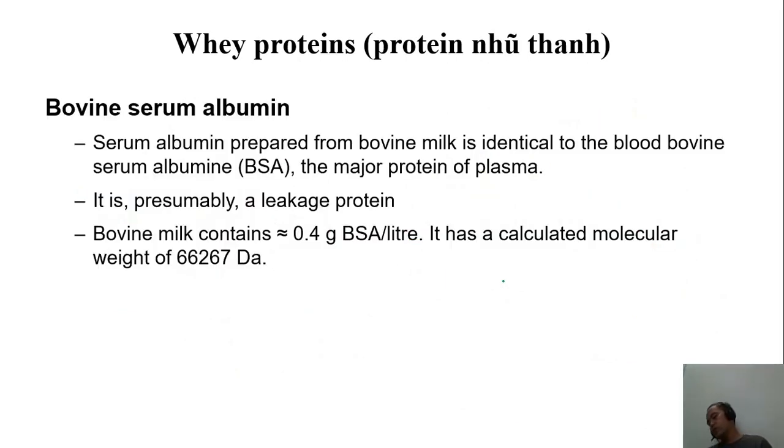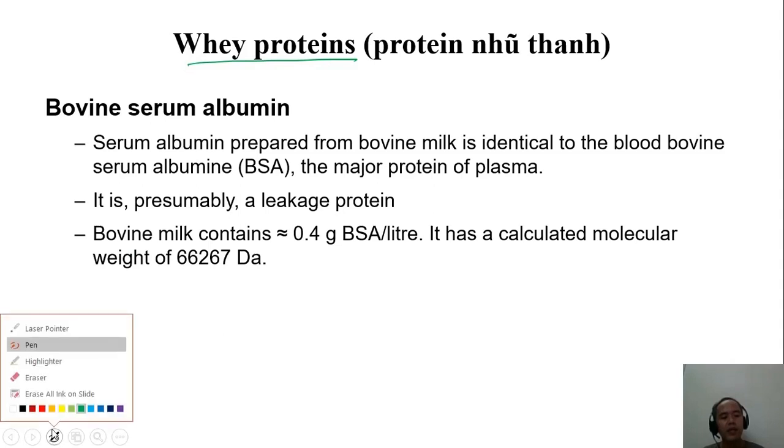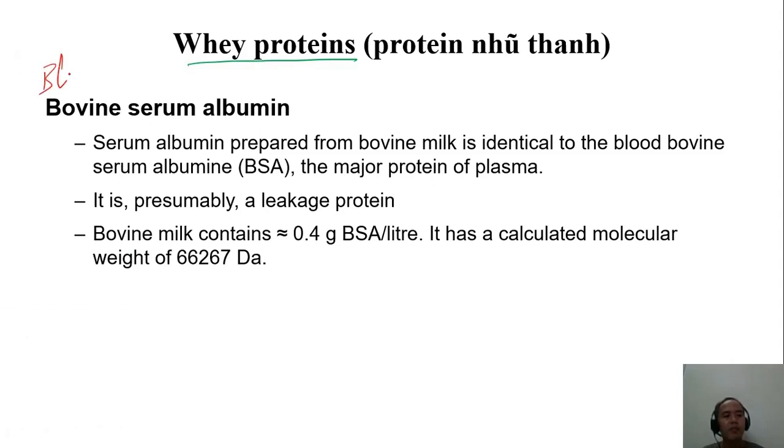Okay, so now we go to another also quite well-known protein in the whey proteins group. Bovine serum albumin. Sometimes they use the name blood serum albumin. It's the same. And this one is a leakage protein. Means that it's not a typical one. It's not synthesized in the secretory cell, but it is in milk from blood. This is a major protein of blood plasma.